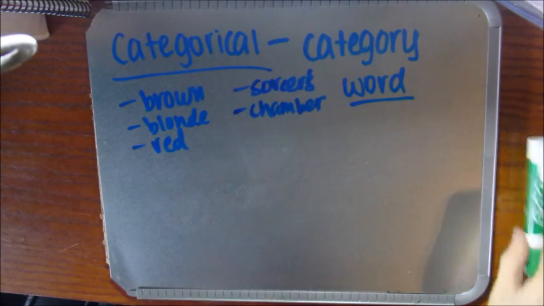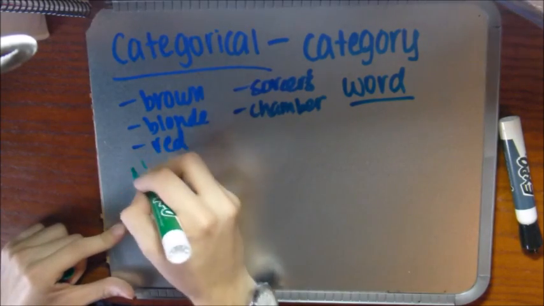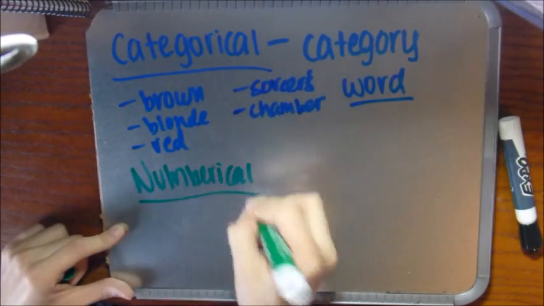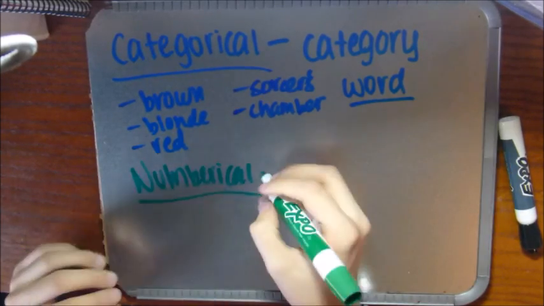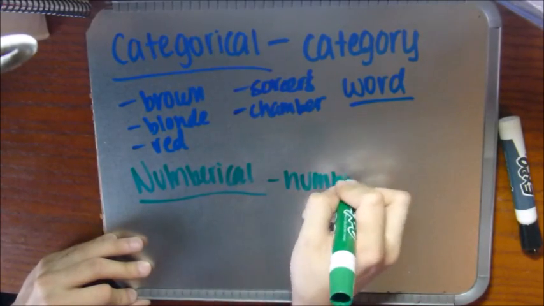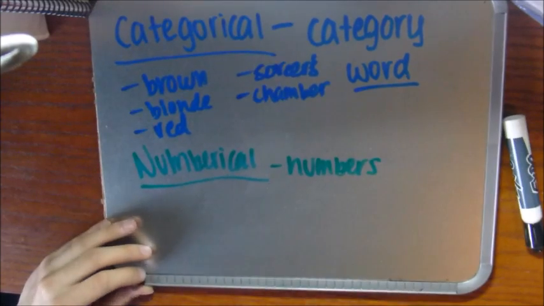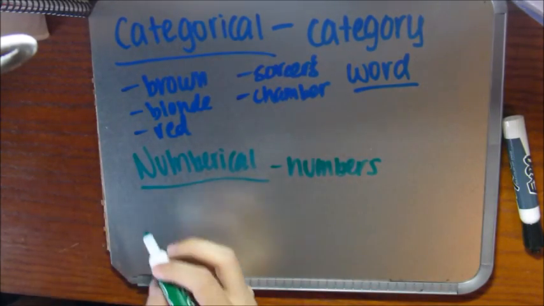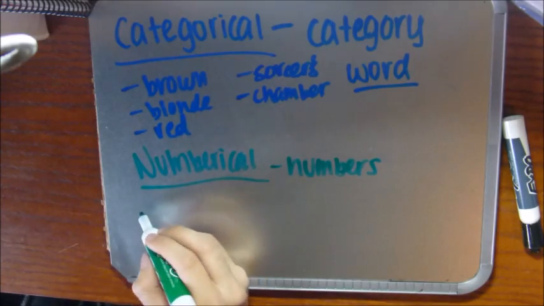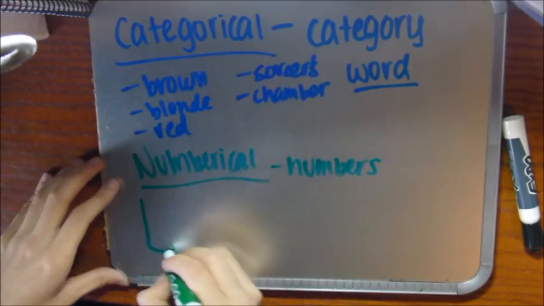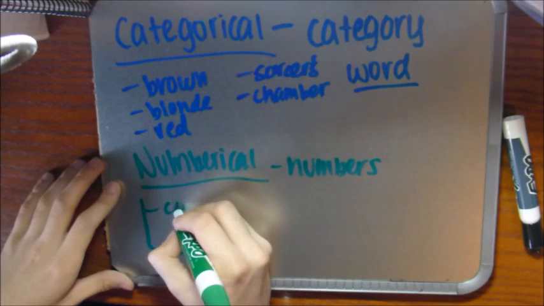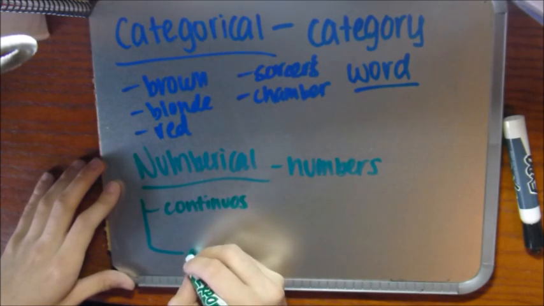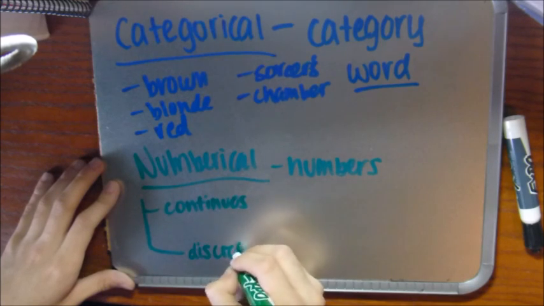Numerical data, on the other hand, is also what it sounds like, number-based responses. Numbers. Numerical data can be split into two subcategories, which are continuous data and discrete numerical data.